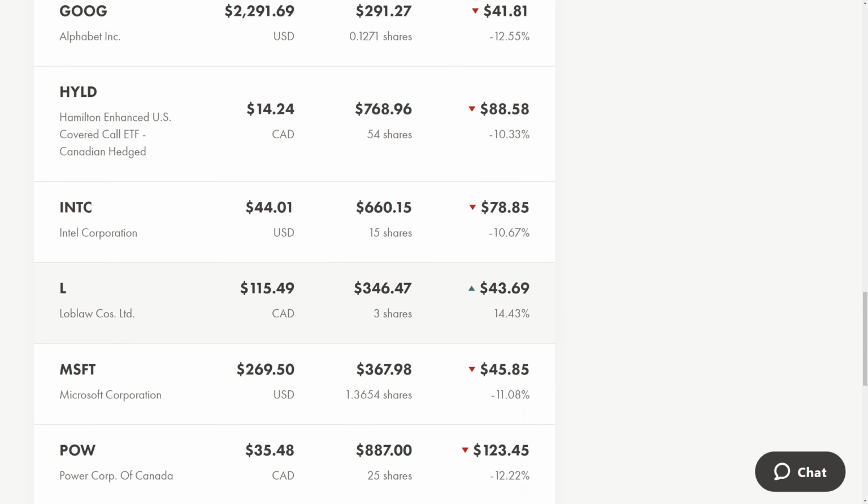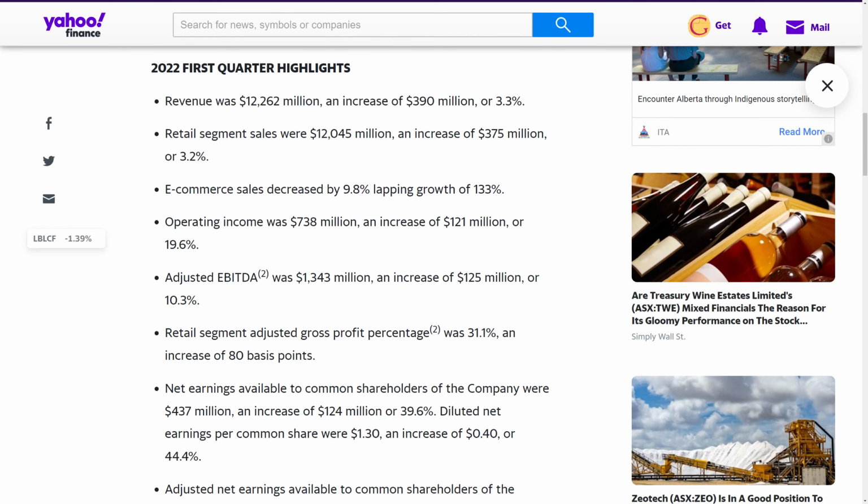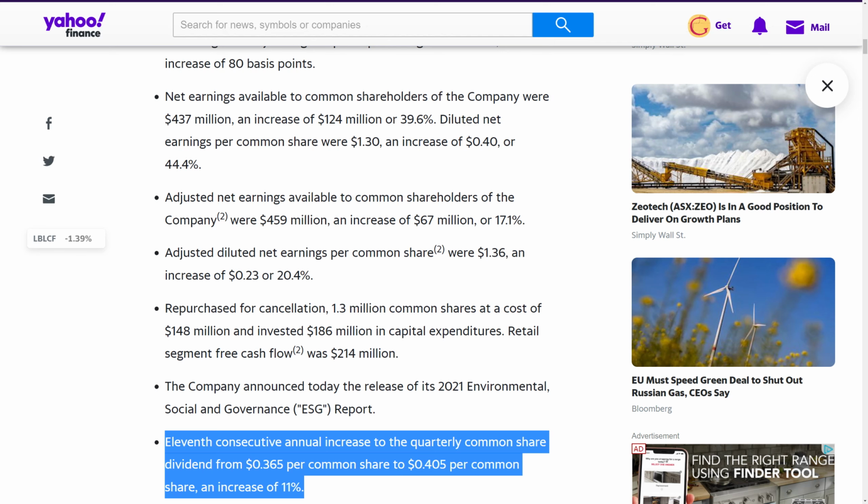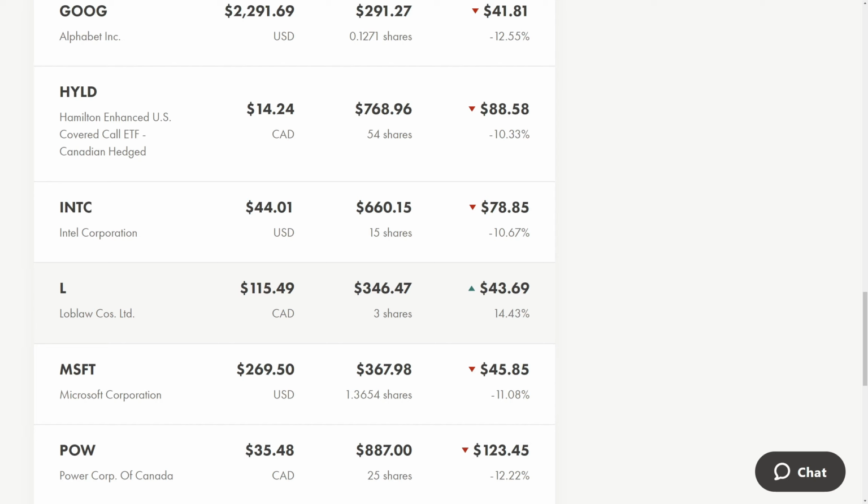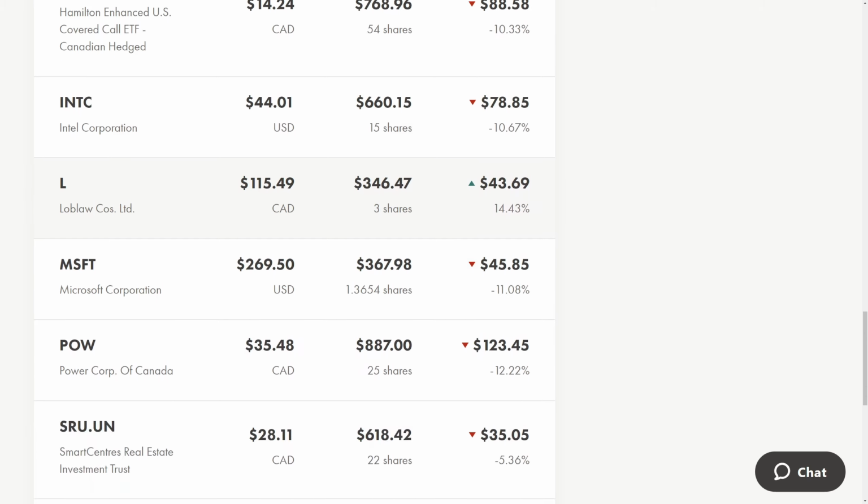And Loblaws actually had incredible earnings, and they raised their dividend by 11%. So this is a great one. I'm very happy with the performance of Loblaws, and they're holding up extremely well in this market. I wish I bought a little bit more of it when it was at 100, but what can you do? It shot up before all this market turmoil. So I don't think it's quite the value that it once was. So I'm going to hold off on purchasing more for now.